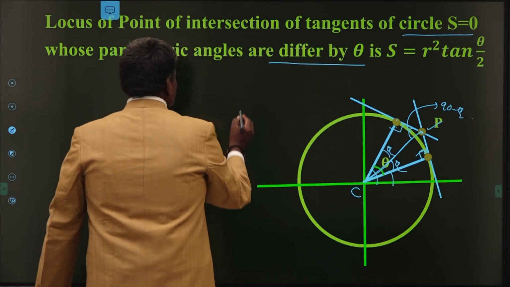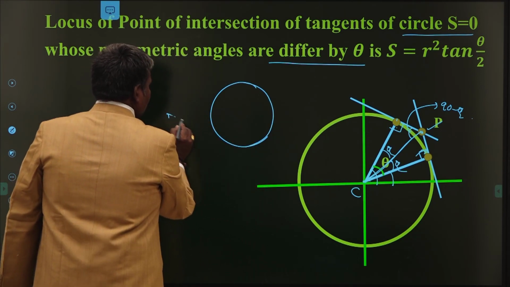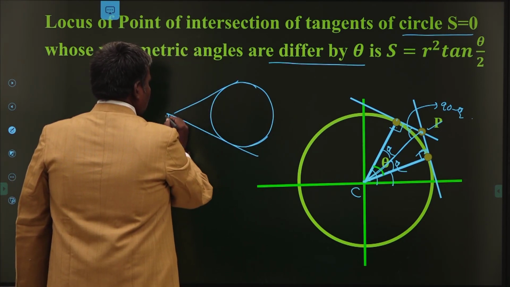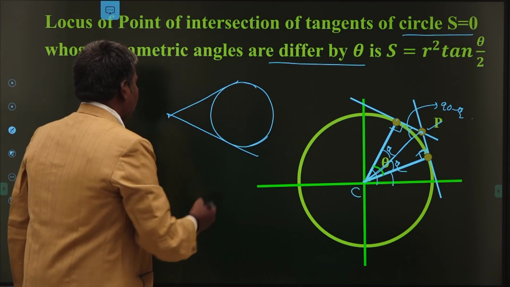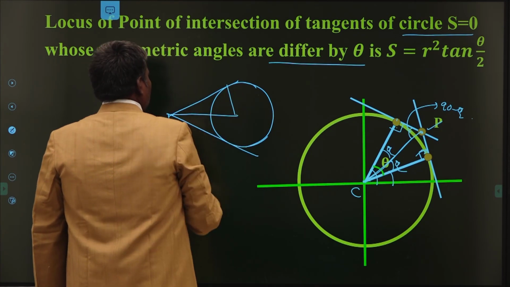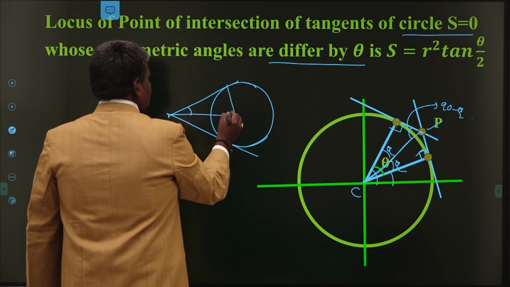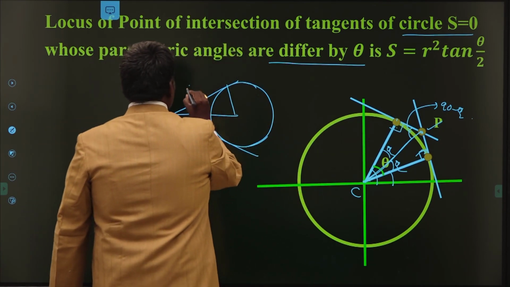So, your diagram is in this manner. This is your circle. These are the tangents drawn from the point. These are the points of contact whose parametric angles differ by pi by 2. So, this is the center of the circle. Now, if it is theta, then what does it become? This is the angle 90 minus theta by 2.